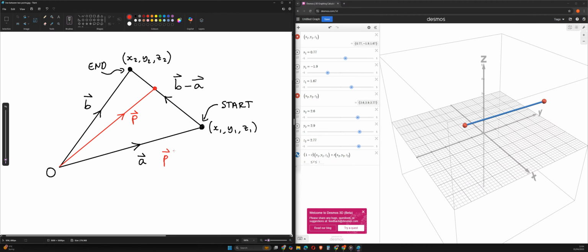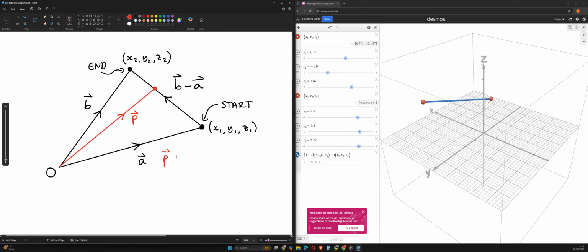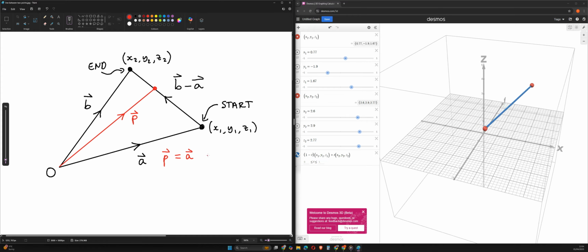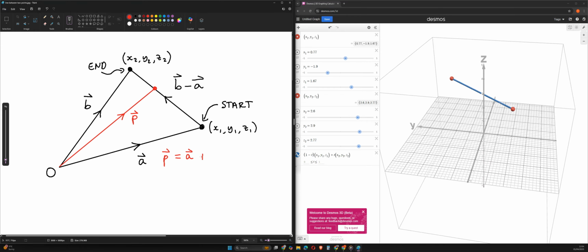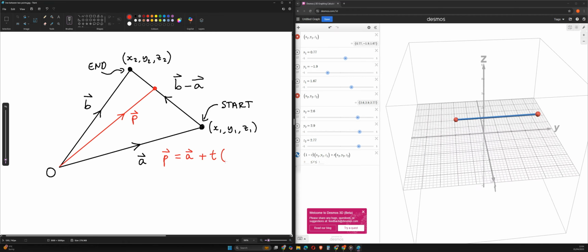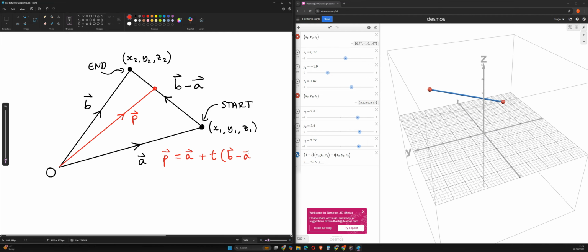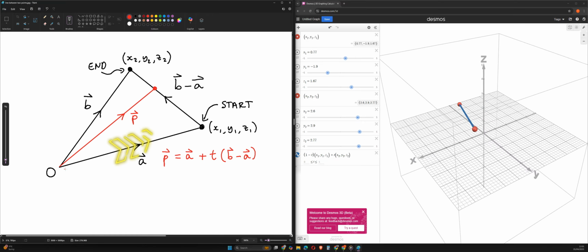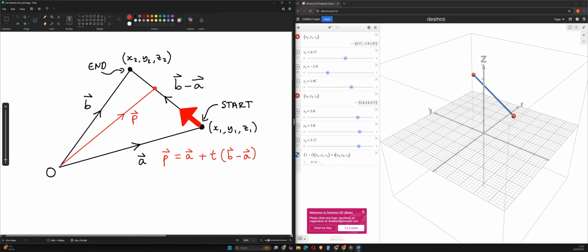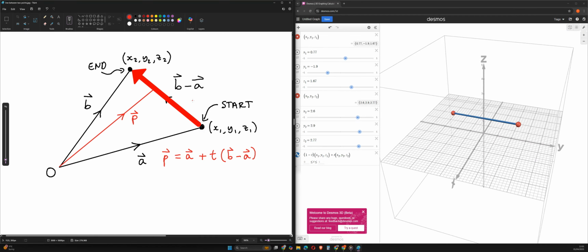So to get to any point on the vector B minus A over here, we must travel through A, then some scalar t multiplied by the vector B minus A. Okay? So we're going through here, then some quantity through this vector B minus A.